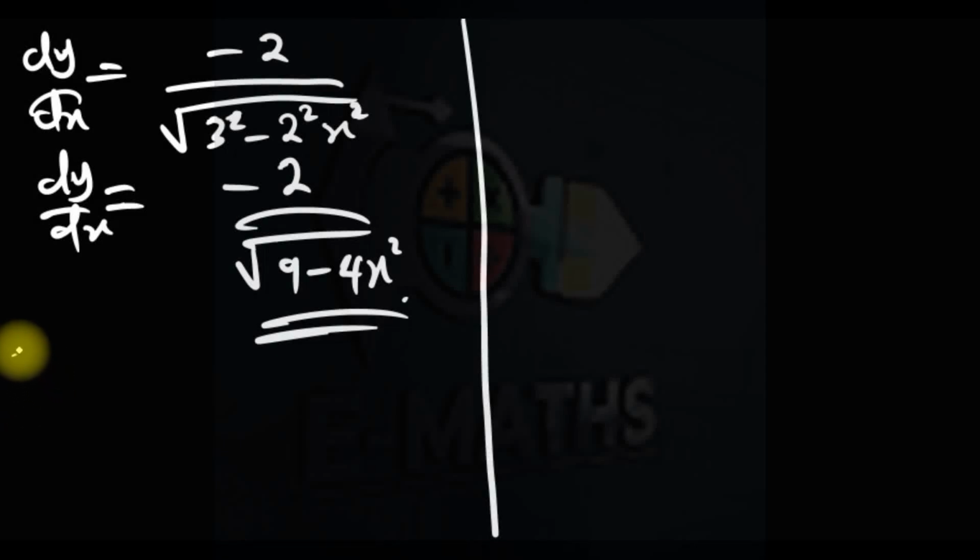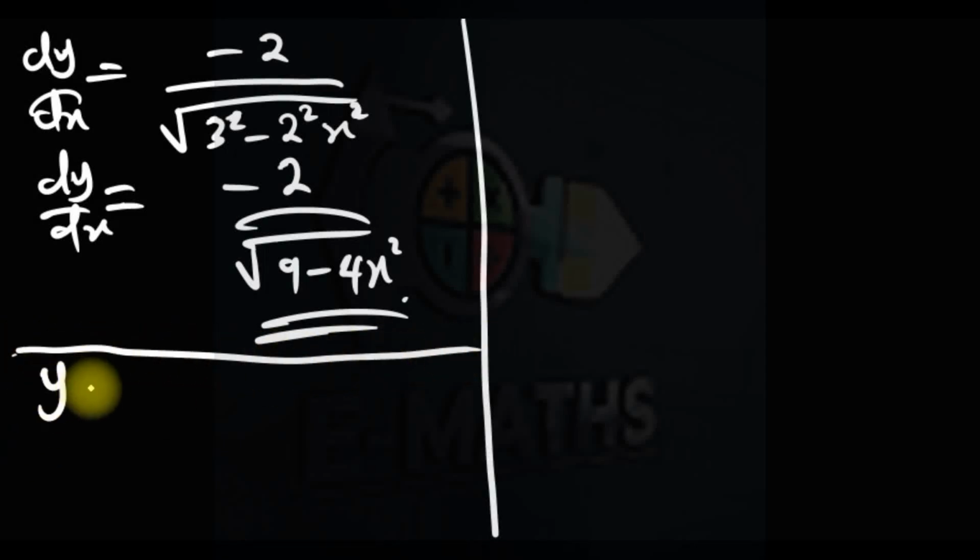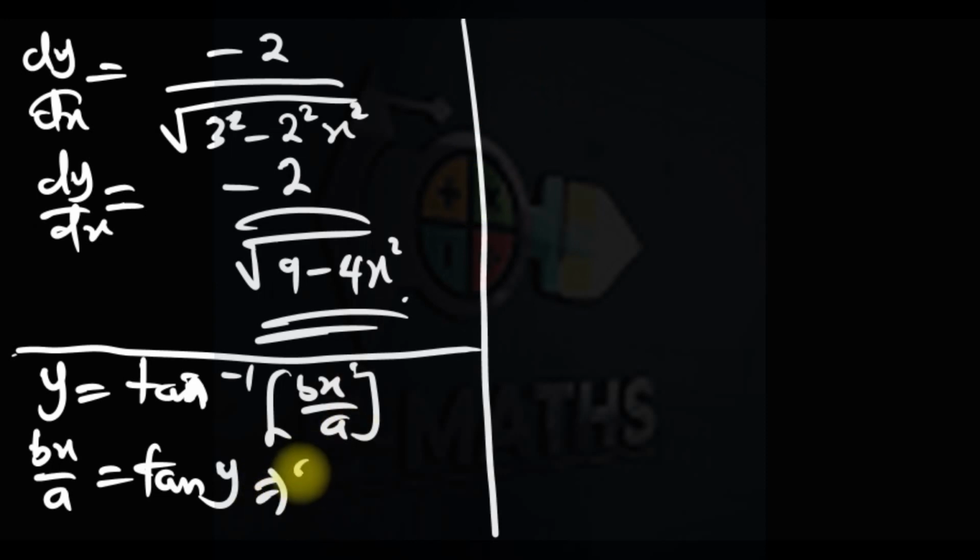Okay, the next one we're asked to differentiate the arctan of bx over a. So the first thing we have to do is, since y is that, it means that bx over a is the same as tan y. Moving tan y to the left, that's it. And making x the subject of the formula, we see that x is now a over b tan y.